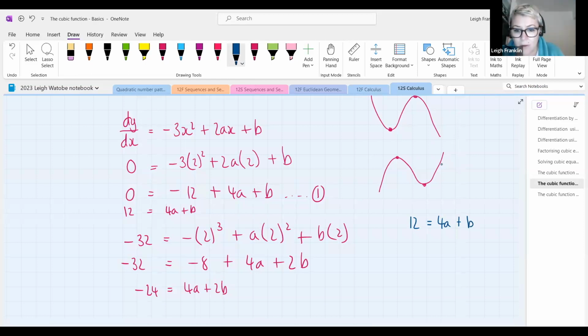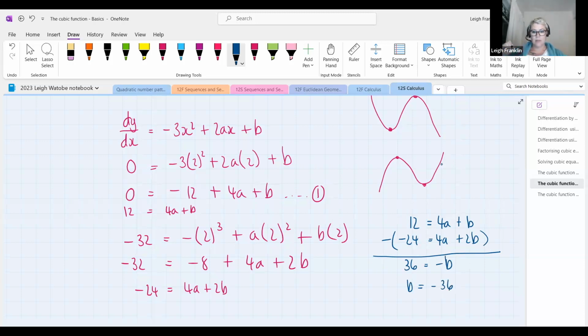And then I'm going to put my other equation underneath. And I'm going to eliminate my a term. It's 4a in both, so I'm going to eliminate by subtracting. And that's going to give me 36. My a terms are gone. And b minus 2b would leave me with negative b. So b would be equal to negative 36 in this case.